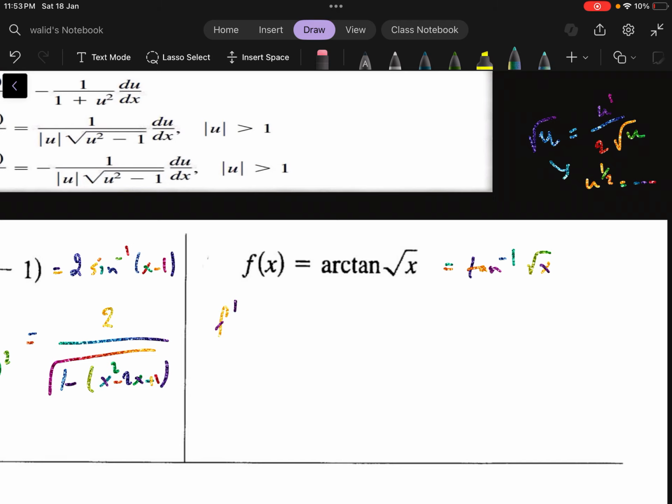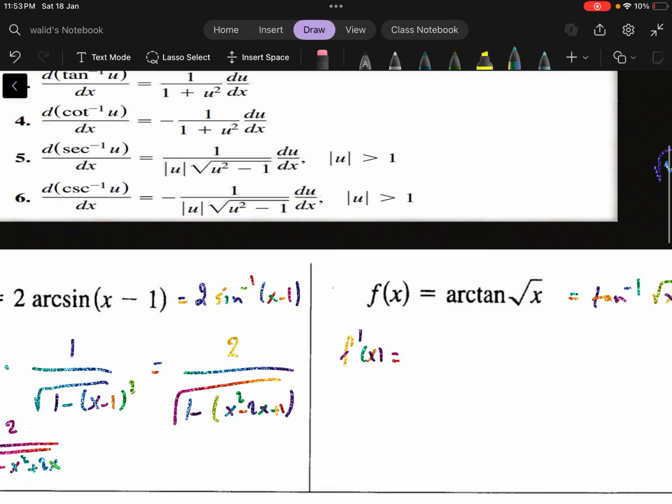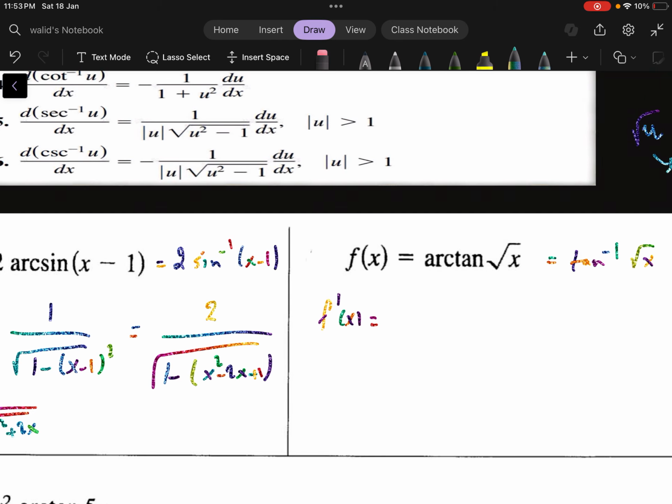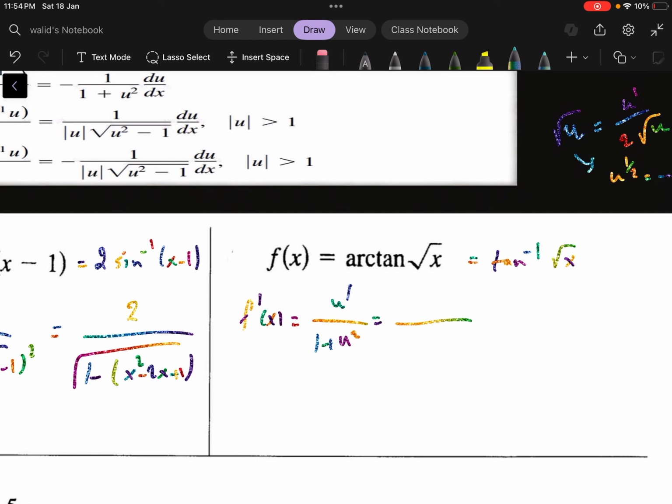So the derivative: the rule for the tan is 1 over 1 plus u square, or u prime over 1 plus u square. The derivative of the square root of x, as we mentioned, is u prime, the derivative of x, which is 1, divided by 2 square root x, over 1 plus square root of x square. Simplify it: 1 over 2 square root of x over 1 plus x.